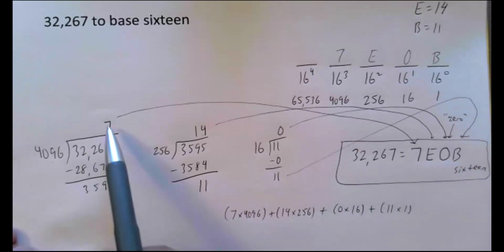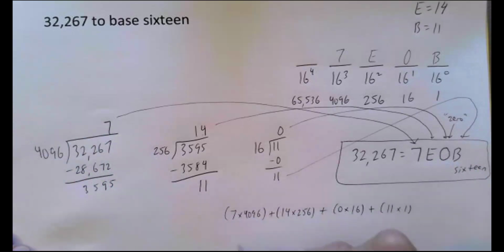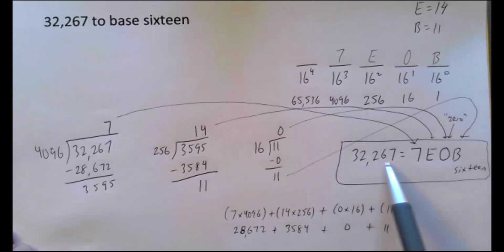7 times 4,096, when we just did it over here, is 28,672. I'm sorry. Yes, 28,672. 14 times 256, we actually just did that right here. That's 3,584. Of course, 0 times 16 and 11 times 1. But if you add those numbers up, you get 32,267.